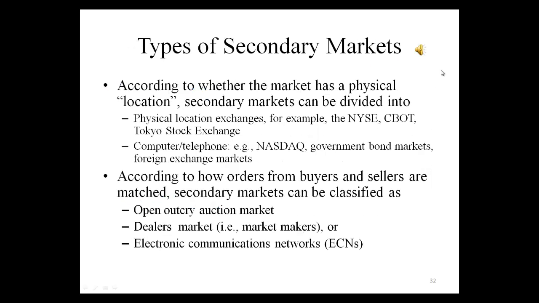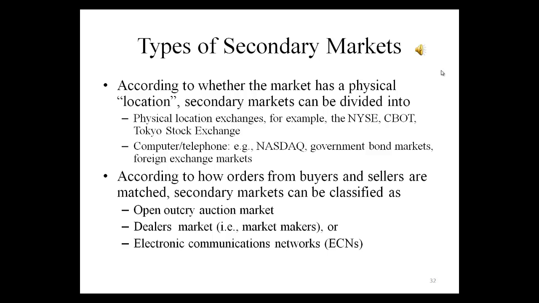There are also different types of secondary markets. According to whether the market has a physical location, secondary markets can be divided into a physical location exchange or a computer telephone network. For example, the NYSE, New York Stock Exchange, the Tokyo Stock Exchange, or the CBOT, which is the Chicago Board of Trade, have physical locations, so they are the physical location exchanges. And the NASDAQ, or the government bond markets, they actually don't have a physical location, and they work based on a computer network system.